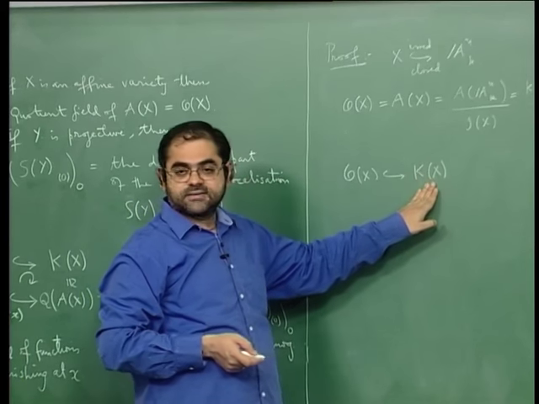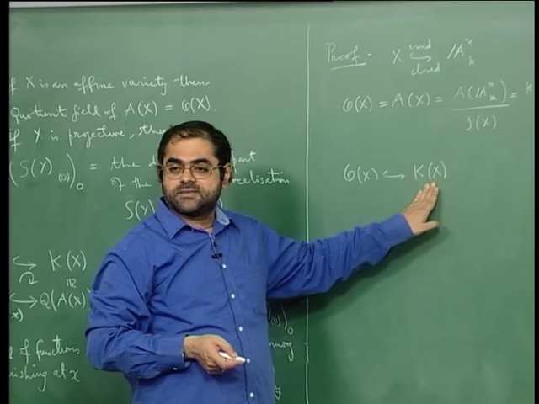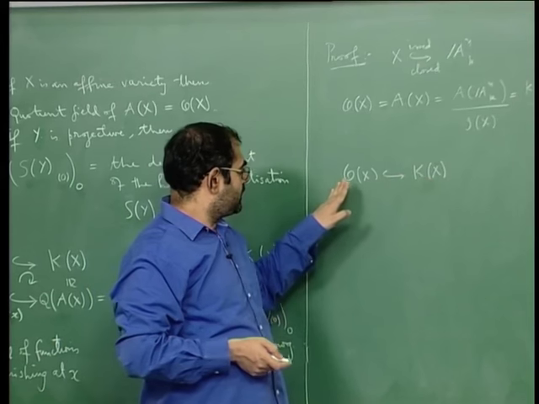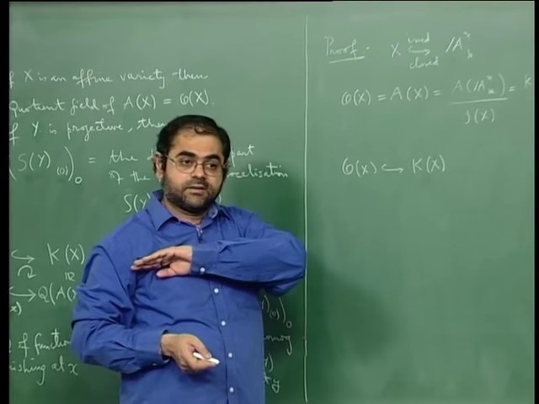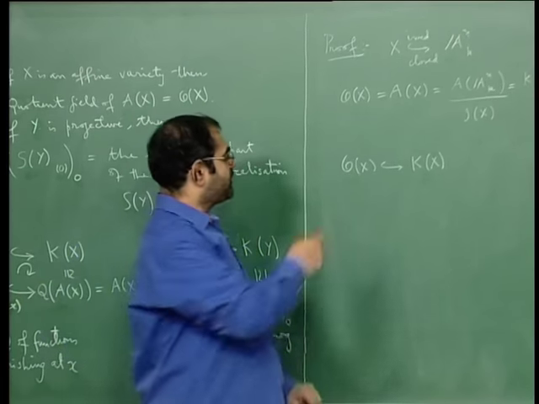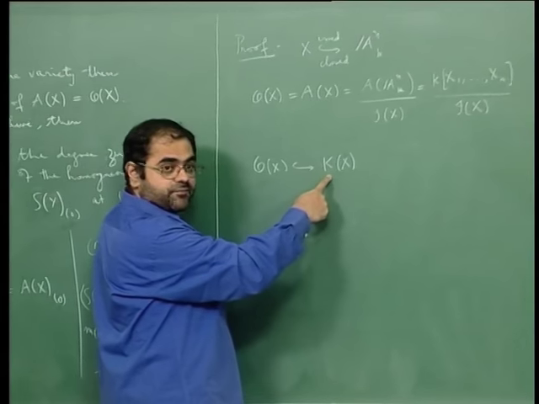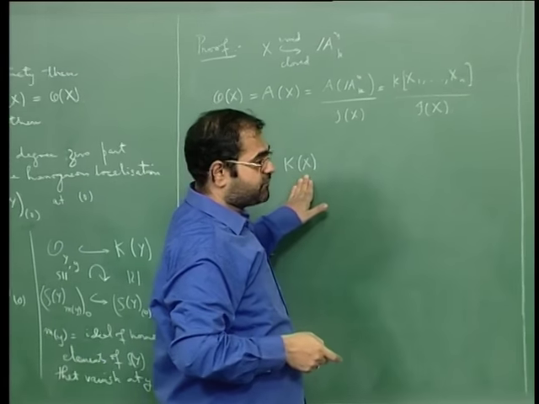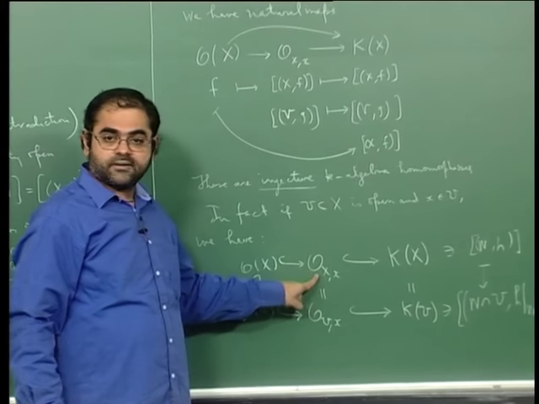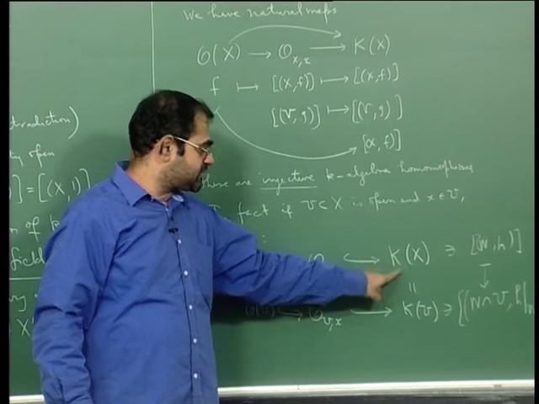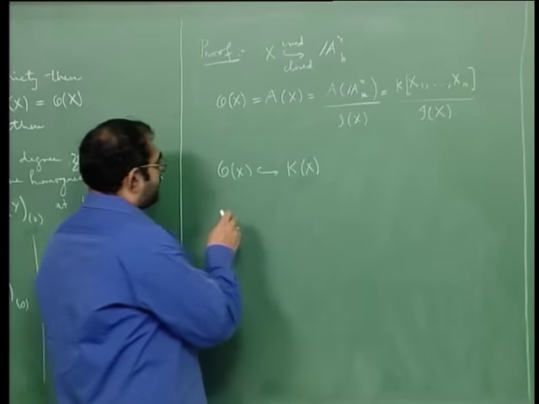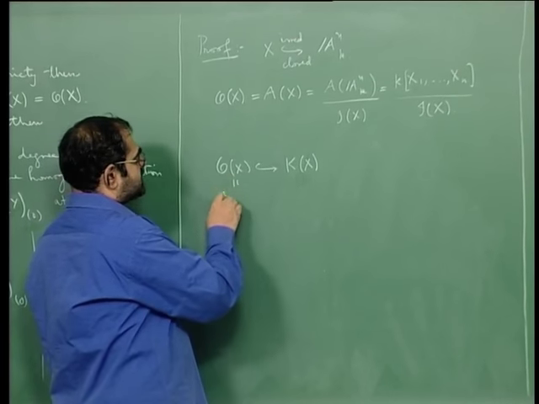After all, K(X) is represented by regular functions on open sets, and O(X) is regular functions defined on all of X, and all of X is also an open subset of X. Therefore, O(X) is a subring of K(X). I've mentioned it here: O(X) sits inside any local ring, and that further sits inside K(X), which is the function field of X. And on the other hand, O(X) is the same as A(X).